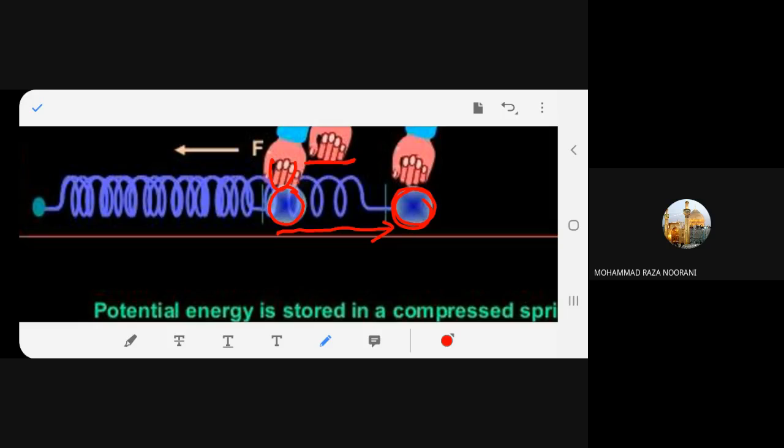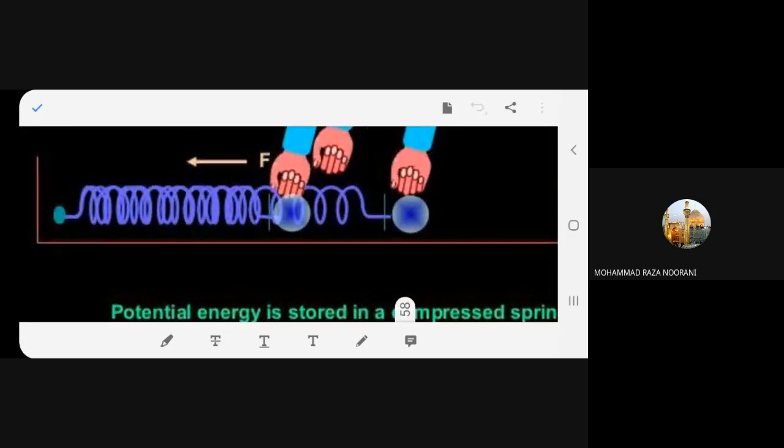Did you understand the work done? So the spring works on the ball and makes it move from here to here. Did you understand? If it did not have energy, do you think it would have worked on the ball? No. It had the energy, so it worked on the ball to make it move from 1 to 2. This is what I wanted you to explain.